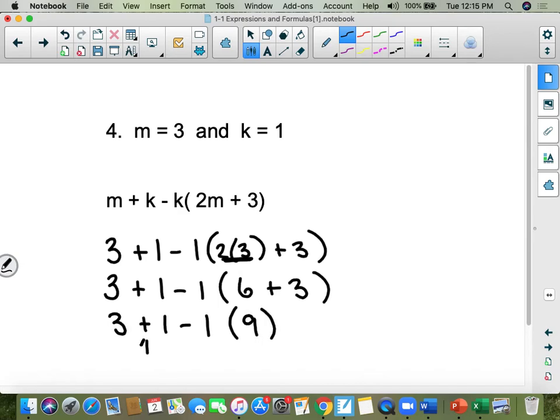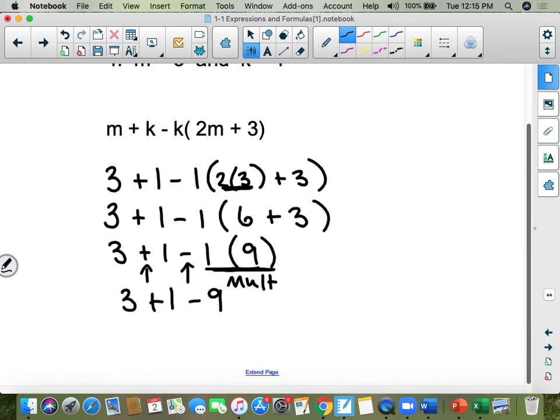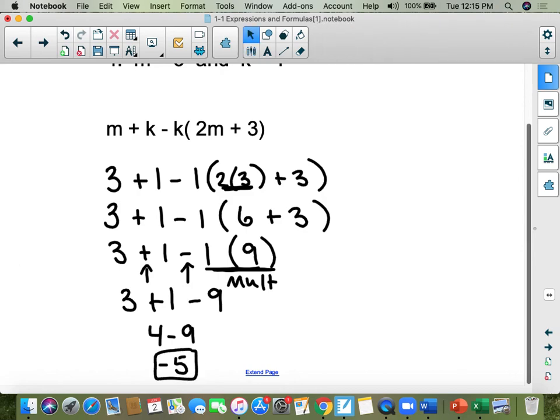Notice that there's an addition sign, a subtraction sign, and this stands for multiplying. I have to do that first. 3 plus 1 minus 9. Now I can add and subtract from left to right. 4 take away 9. You should have gotten a -5 for your final answer. And that's all the notes for today.